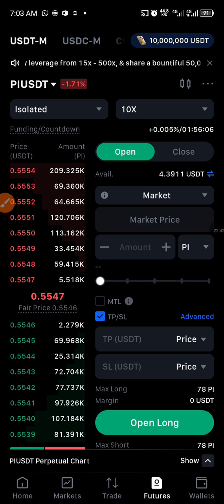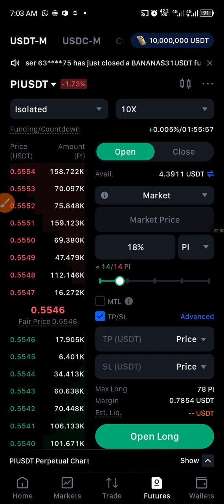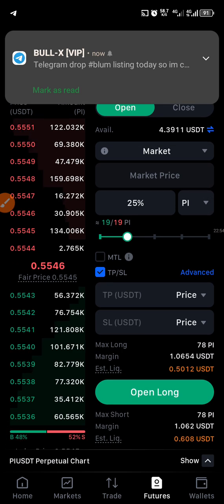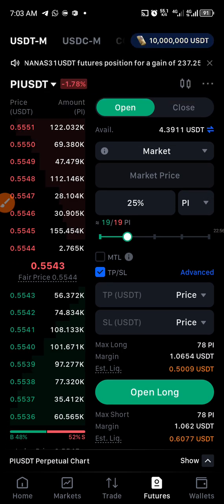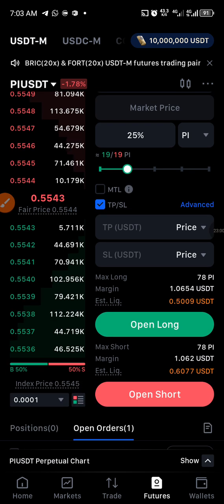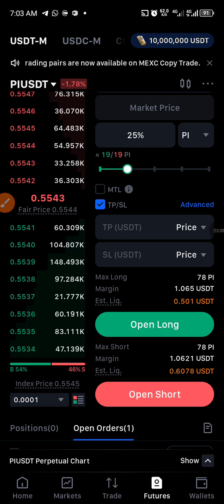So if I want to enter at 0.5547, all I need to do is change that limit to market, then input how many I want to use, then set my stop loss and my take profit. Then if it is long, I'll open long. If it is short, I'll open short immediately. Okay, so that is how it works.